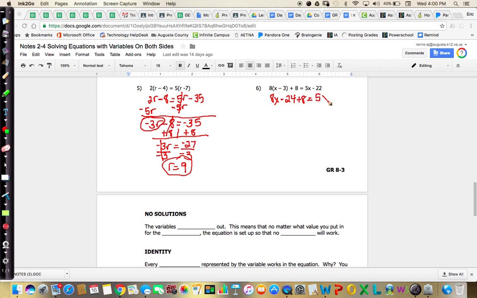Equals 5x minus 22. Now, like we said before, if there are like terms on the same side, then we have to go ahead and combine them. So we have 8x. Now, remember, there's a minus sign in front of this 24, so it's negative 24 plus 8. Negative 24 plus 8, of course, is negative 16. So because it's negative, I can write minus 16 equals 5x minus 22.